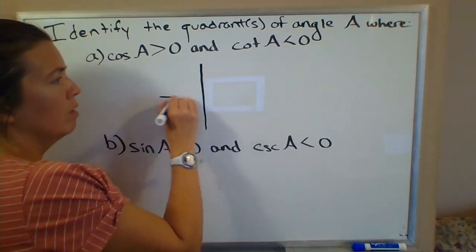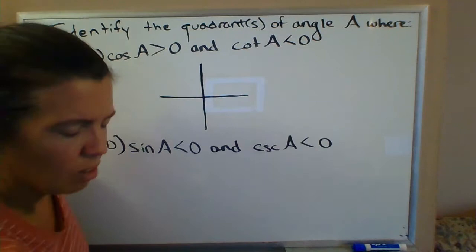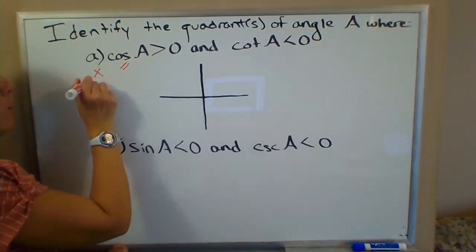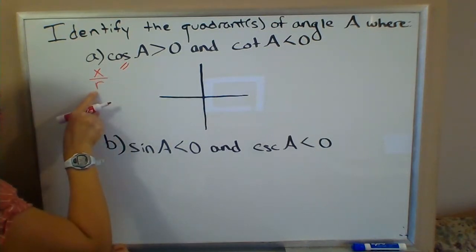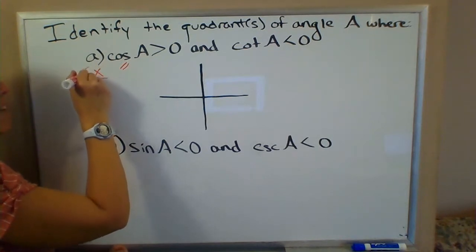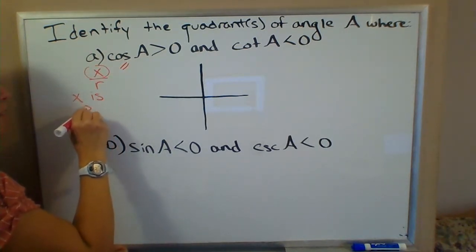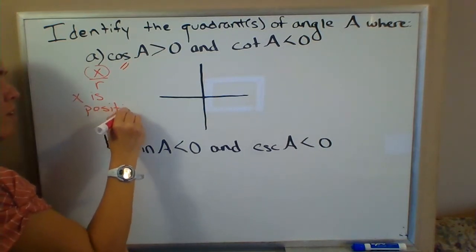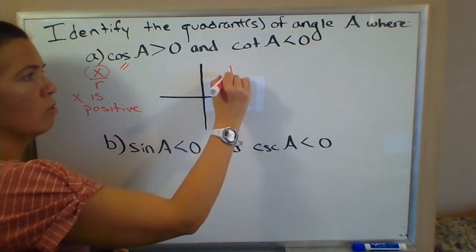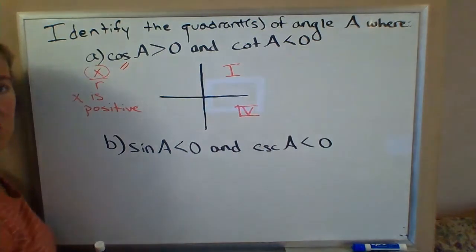So I'm going to draw a little xy plane here. Cosine, remember, is equal to the ratio x over r, where r is always positive. So if x over r is positive, then that means that x must be positive. All right, so if x is positive, well, that's true in two quadrants. That's true in quadrant 1 and in quadrant 4. In each of these quadrants, x is positive.